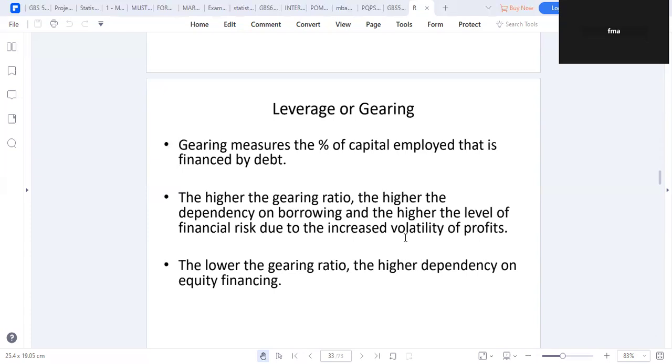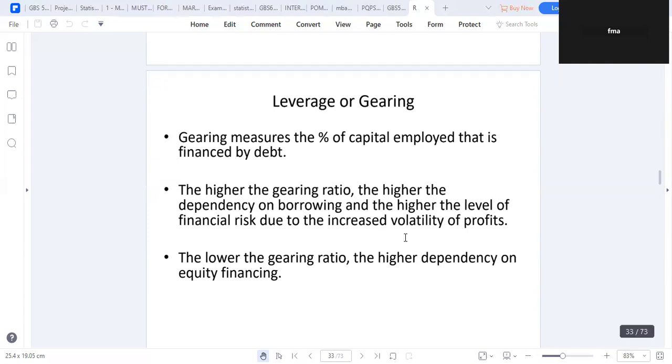Then we also have the gearing ratio. It measures the percentage of capital employed that is financed by debt. So a higher gearing ratio means a higher dependence on borrowing and a higher level of financial risk. If we have a lower gearing, we have a higher dependence on equity financing.